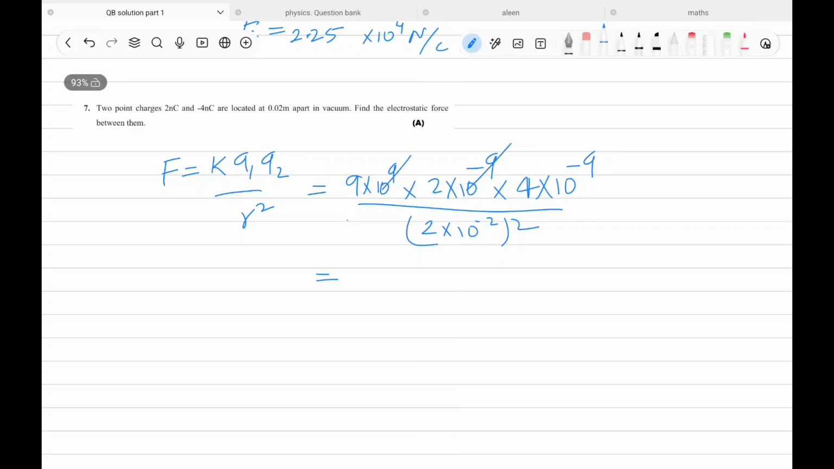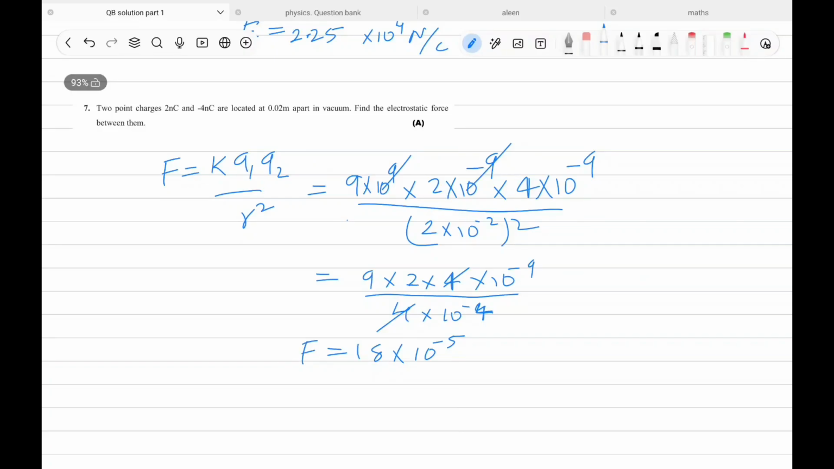10 power plus 9 and 10 power minus 9 get cancelled. 9 into 2 into 4 into 10 to the power minus 9 remains, divided by 4 into 10 to the power minus 4. The 4 gets cancelled. 9 into 2 is 18, into 10 to the power minus 9 minus 4 goes to the upper side and becomes positive. So 10 power minus 5, sorry, 10 to the power 9 minus 4 is 5.